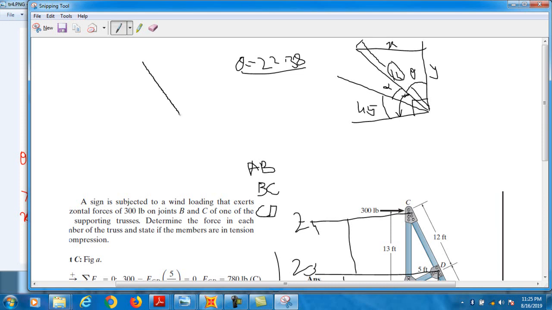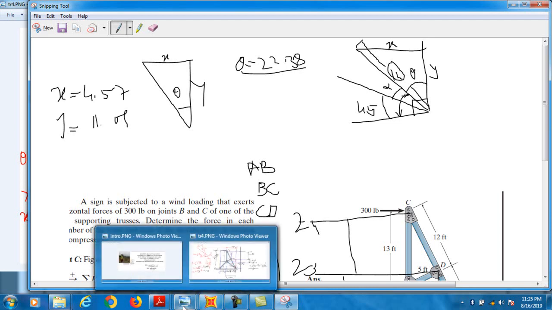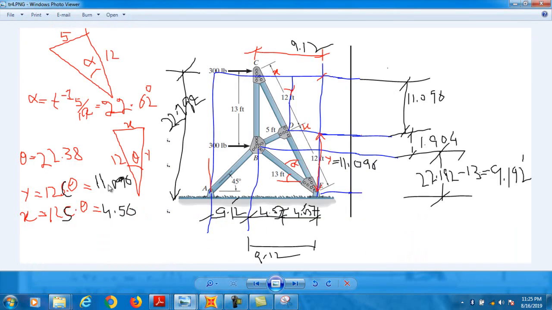Now using this angle and this side, I shape this triangle, and I assume that this is x and this is y and this is angle theta. So from this I determine that x is equal to 4.57 and y equals to 11.096. Clear?